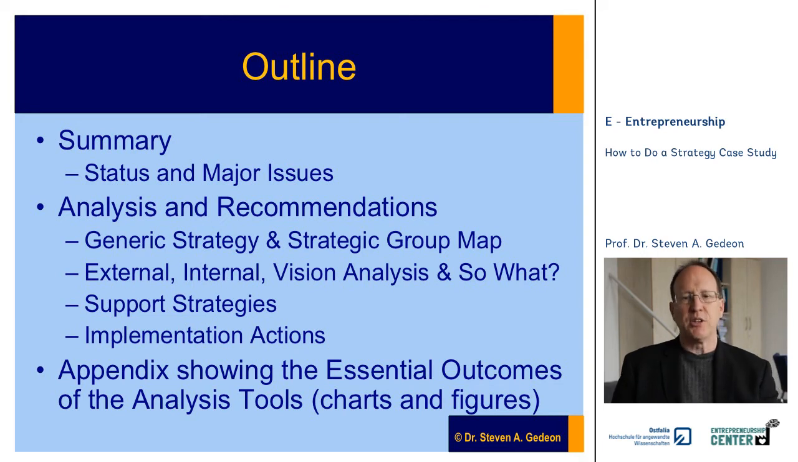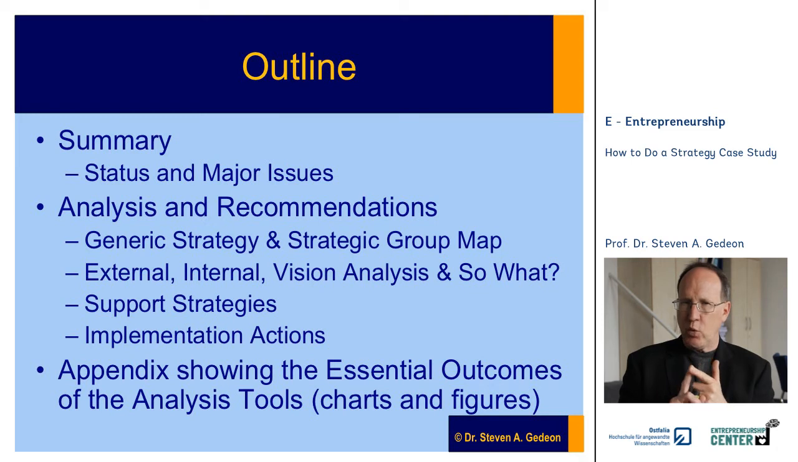Start with the status and what the major issues are. Then go through the analysis and the recommendations. Specifically say their current generic strategy is low cost, and I think they should instead go to focus differentiation. Then you tie that to your strategic group map. So if you say you're going to go to a focus, state clearly who you're going to focus on, specifically who your customer segmentation is. This is really important. And then you say you're going to be different, specify how you're going to be different, and show a strategic group map of what these differences are.